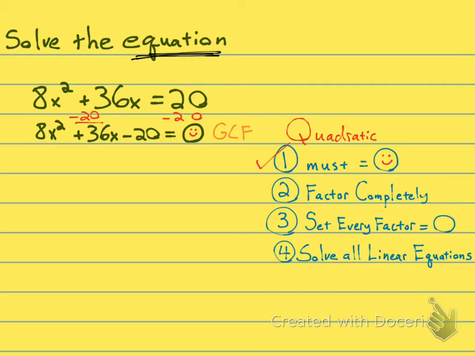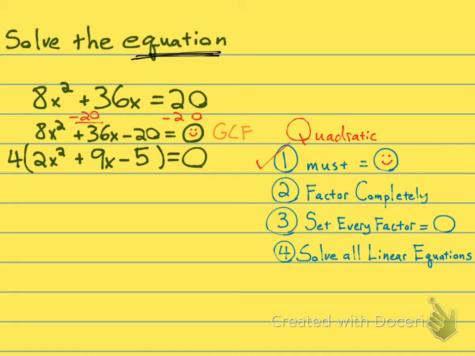So let's take out a 4. We're going to bring it out in front. And when we divide out a 4, let's write down what's left over. First term, 8x squared divided by 4 leaves 2x squared. Plus 36x divided by 4, 36 divided by 4 is 9, so 9x. Minus 20 divided by 4 is 5. Drop down your equals 0.